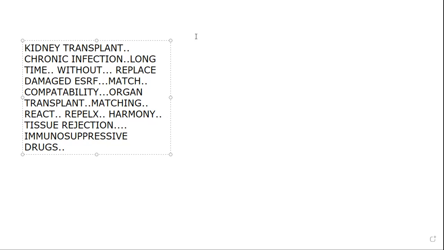Immunosuppressive drug. What is meant by immunosuppressive drug? Yes, I have got an answer. No, it doesn't enhance the immune system. Anybody else? Somebody has said it enhances the immune system. It doesn't enhance the immune system.